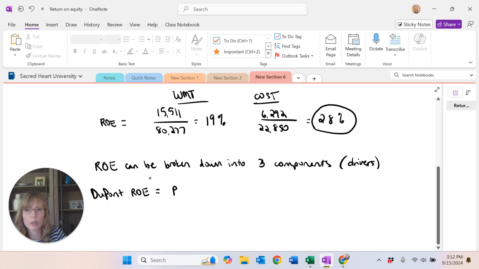And the 3 components are profit margin, asset turnover. So far, this sounds pretty familiar, doesn't it? We know what profit margin times asset turnover is. That gives us ROA. So we're multiplying for ROE, we're multiplying ROA times something called the equity multiplier.